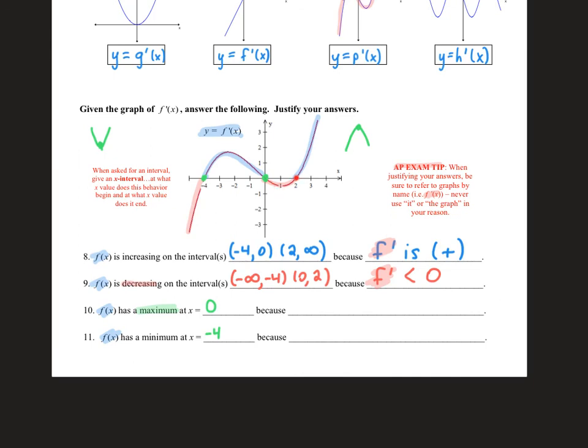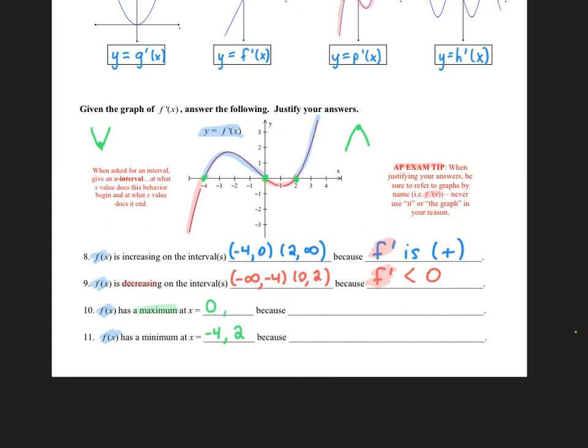And then at 2, I go from a negative to a positive. So what that means, it's the same thing that happened at the -4. If f prime goes from negative to positive, that means f is going from decrease to increase. So it looks like this, a decrease to an increase. And that is what generates a minimum. So here at 2, I'm going to have a minimum.